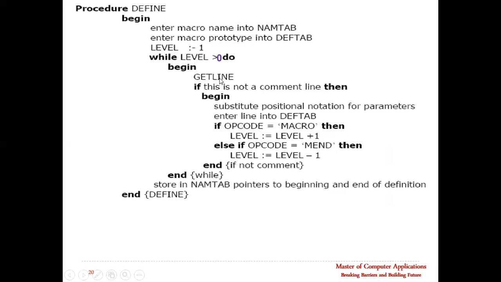It will get the line, and that line will be checked whether it is a comment or not. If it is not a comment, parameter substitution will be done and the line will be entered into def tab. After that, if the opcode is MACRO, then the level will be incremented. But if the opcode is MEND, meaning the end of our macro, then we decrement the level. In that way, we store in name tab the pointers to the beginning and end of the definition. I showed in one diagram that name tab will have a pointer to the macro definition that we set, and then the define function is done.